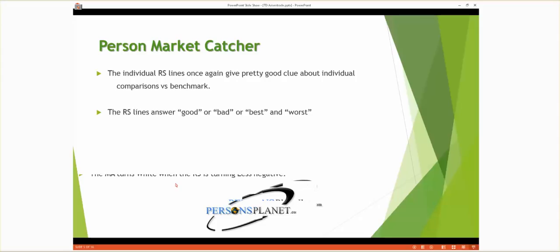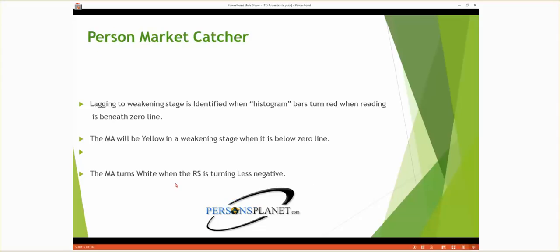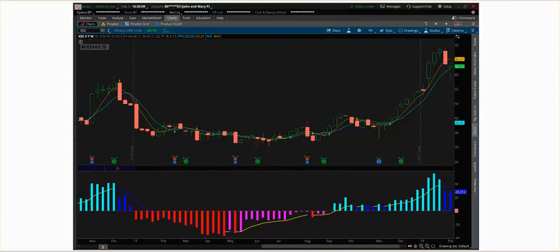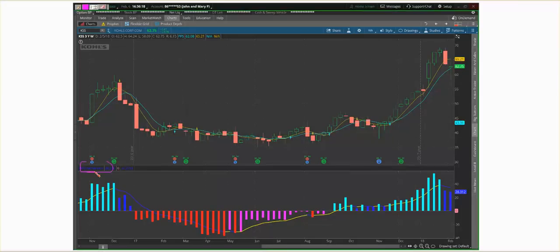Well, real simple. This is a weekly chart on Kohl's. This is the Persons Market Catcher. And as you can see, there are literally four colors: bright blue, dark blue, red, and fuchsia. And then there is a zero line, like many of you probably use with a MACD, moving average convergence divergence.